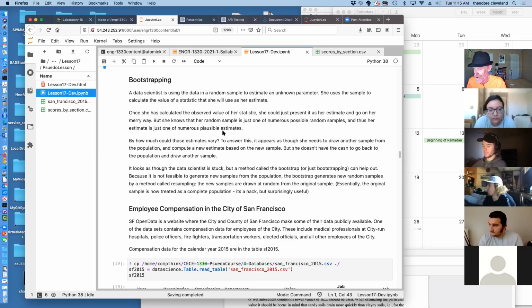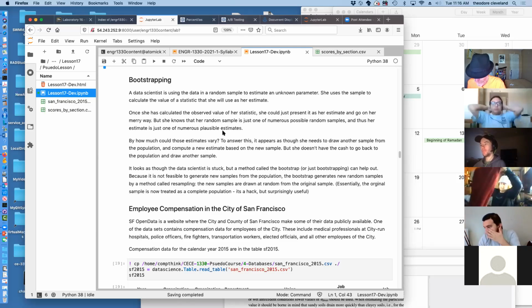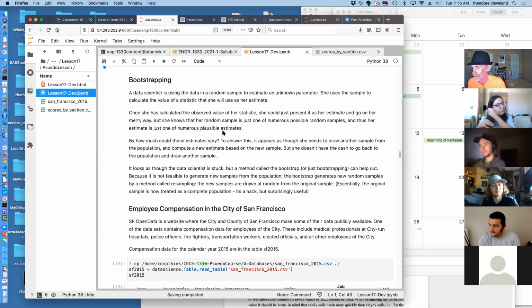Because it's not feasible to generate new samples from the population, bootstrapping generates new random samples by resampling our original sample. So essentially what bootstrapping does, you're going to see this appearing in other contexts. Our original sample is now treated as if it were a complete population. It's a hack, but it's quite useful.